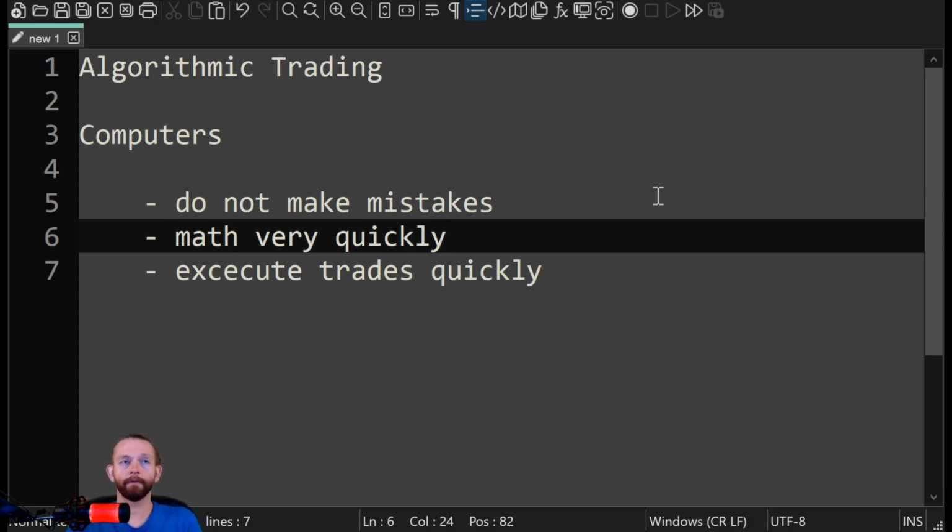So, these are just some of the major benefits of having a computer trade for you. I don't plan on replacing my discretionary trading with algorithmic trading, but it is definitely something that I want to explore and eventually, hopefully, can have a purpose-built machine that can do some trading for me with some amount of capital that I've allocated to it. That's the ultimate goal. But there's a lot of steps along the way, a lot of things that I need to accomplish before I get to that point.